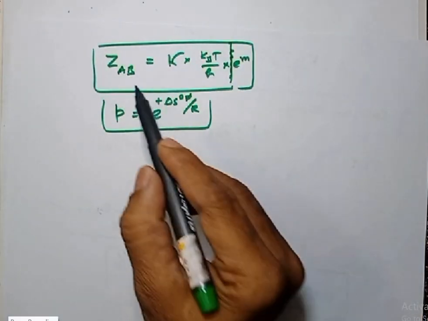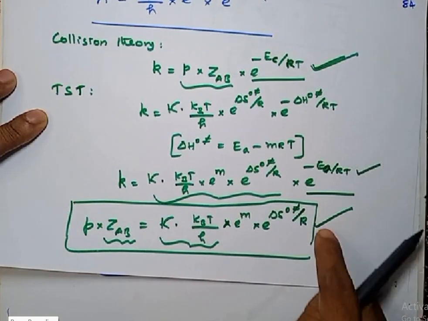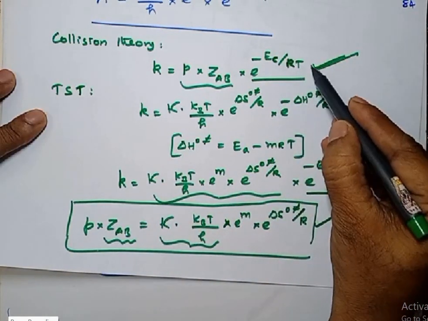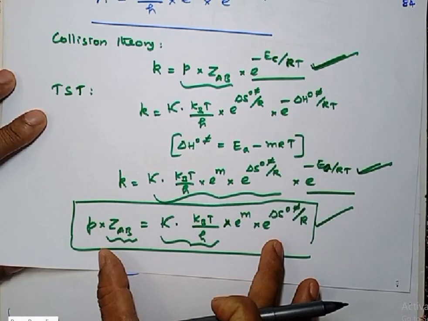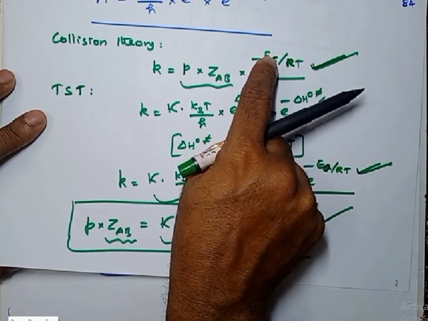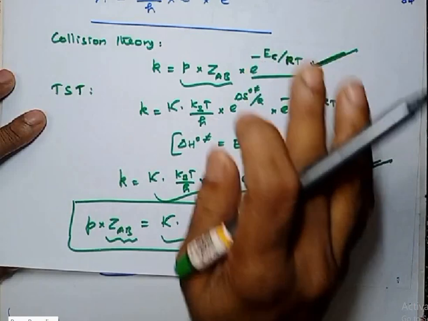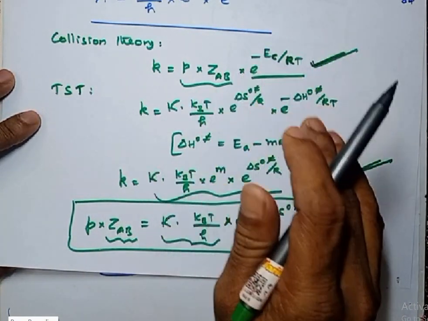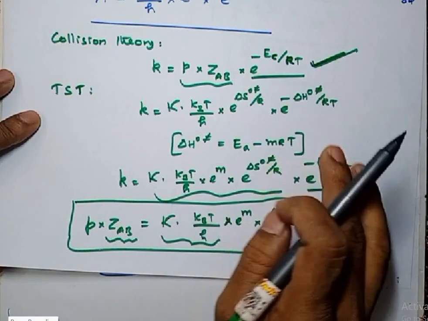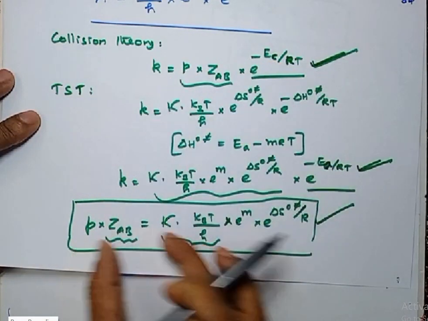By comparing the above two equations, if you compare this equation and the collision theory equation, you will get P ZAB equal to this. Assuming the collision theory activation energy calculated from the theoretical method is equal to the activation energy from experiment. Just approximate or assume that these two are equal. If you make these two values equal, then this quantity should be equal to P into ZAB.